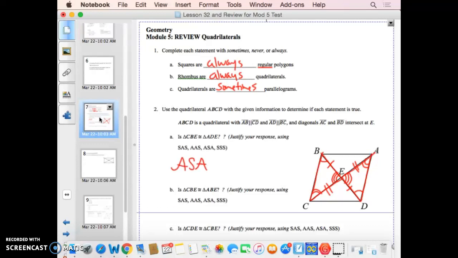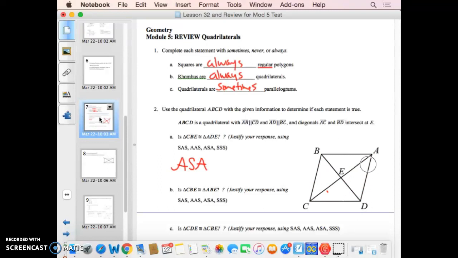Okay. Let's move on to the second question. It says CBE again, and this time we're going to see if it's congruent to ABE. So that's here. Well, first of all, I know this side's congruent, right? I know that this and this are going to bisect each other. Really, that's all I can say. So this one's no. You cannot prove that those two are congruent.